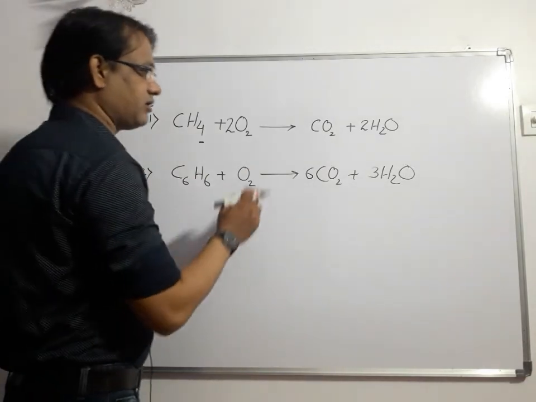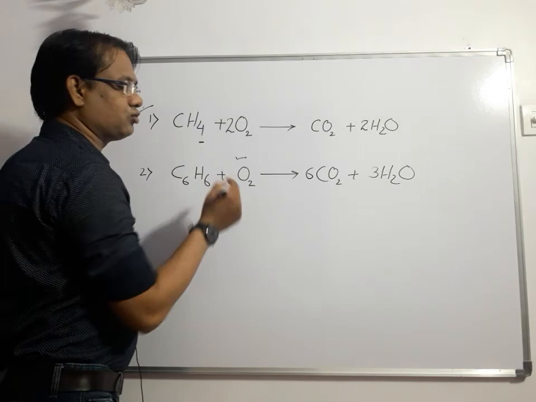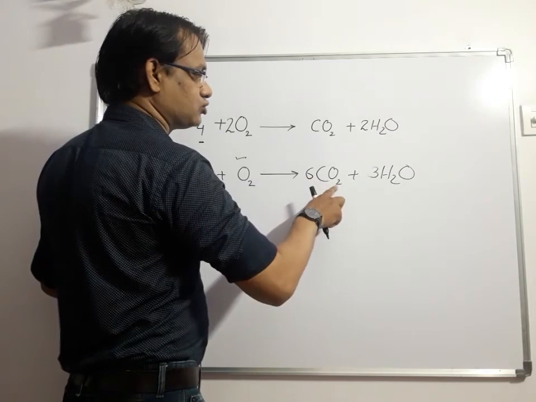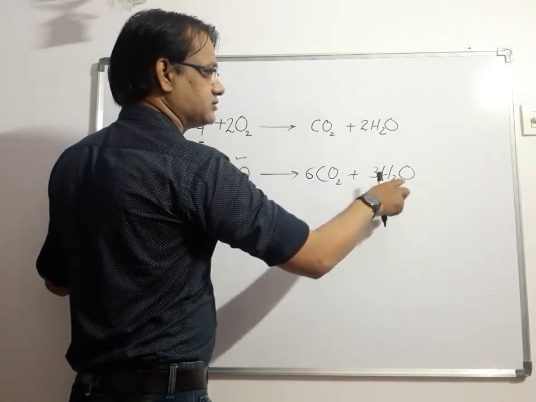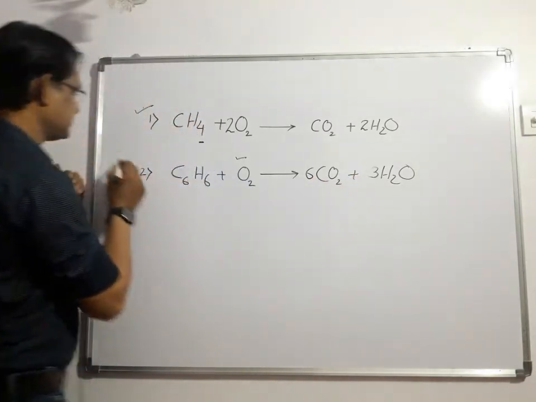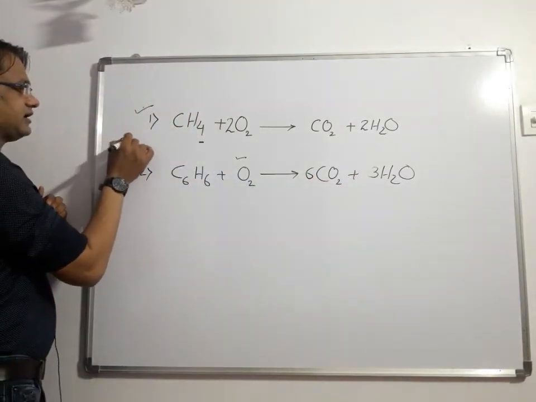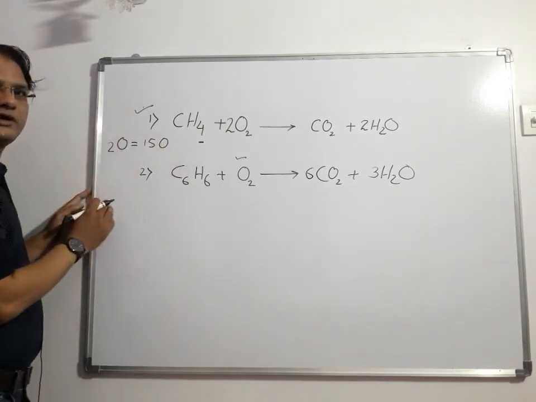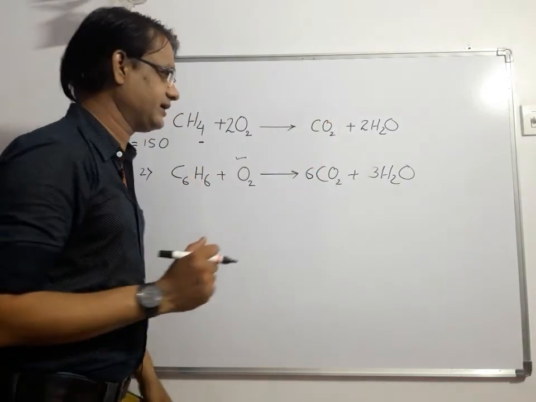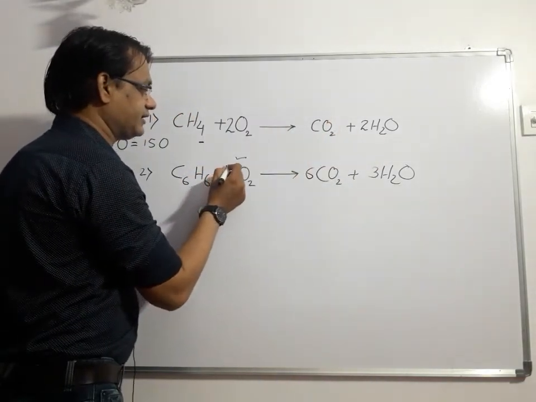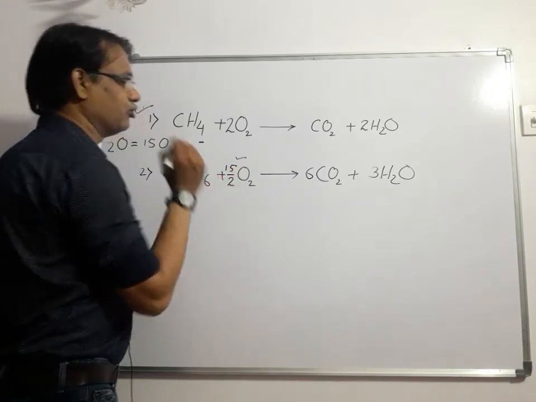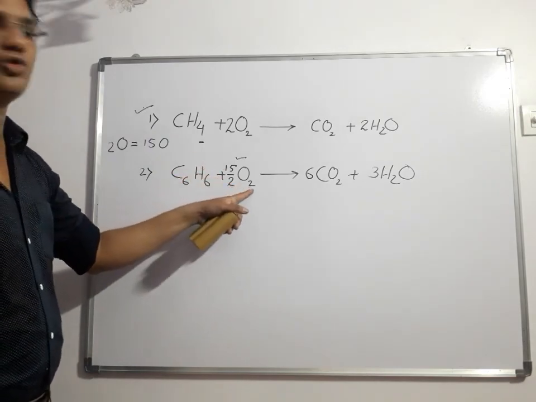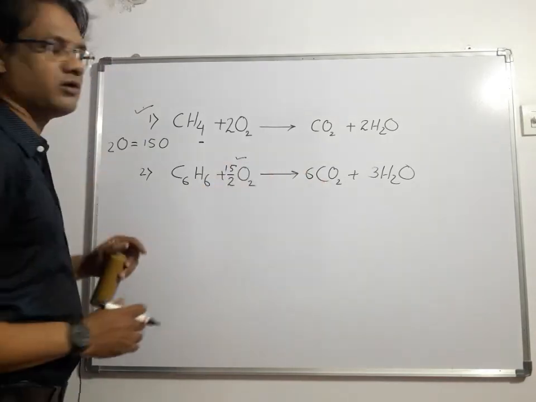Now what remains is oxygen. If I see here, only 2 oxygen atoms are present, and on the right side, 6 into 2, 12 plus 3, so there are 15 oxygens. Okay, so we have to balance this oxygen. Now how can we balance 15 oxygen? So I can write it as 15 by 2. Okay, 15 by 2 means simply 7.5. 7.5 into 2 means 15. So these oxygens are also balanced.